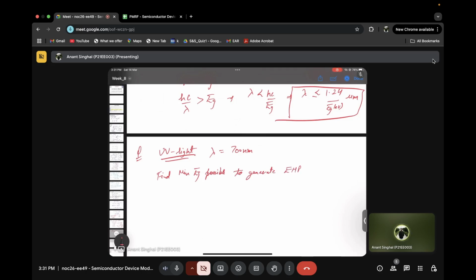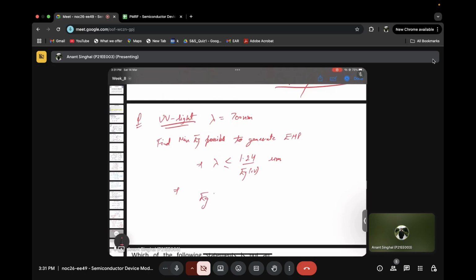So now we have just seen that the condition to have these EHPs is this particular formula: we need to have at least this much, where EG is in electron volts and lambda is in micrometers. So EG minimum is 1.24 over lambda, in micrometers. In the question it is given as 700 nanometers, so this is nothing but 0.7 micrometer. So EG has to be less than or equal to 1.24 over 0.7, which comes out to be around 1.72 electron volt.